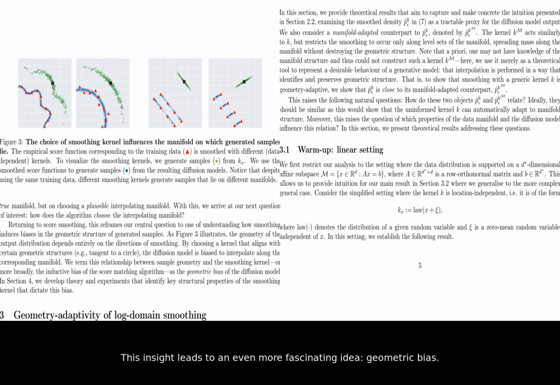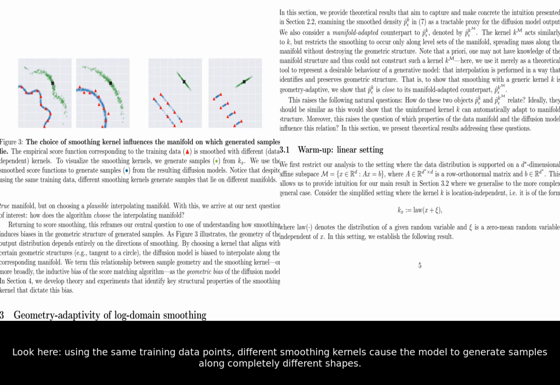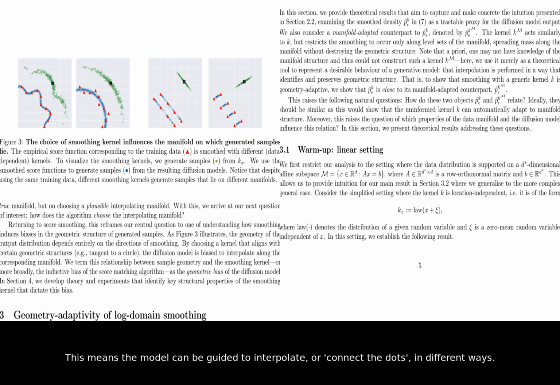This insight leads to an even more fascinating idea: geometric bias. The researchers show that by changing the way the smoothing is done, you can influence the very manifold the AI learns. Look here. Using the same training data points, different smoothing kernels cause the model to generate samples along completely different shapes. This means the model can be guided to interpolate or connect the dots in different ways. It's not just about finding one true shape, but about choosing a plausible one. This suggests we could one day engineer these models to generalize in specific, desirable ways.